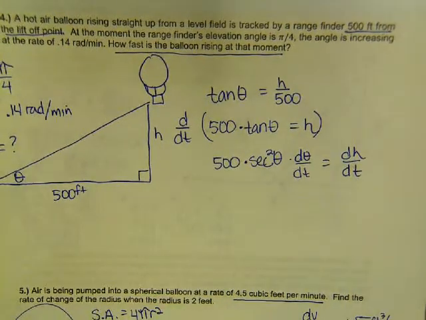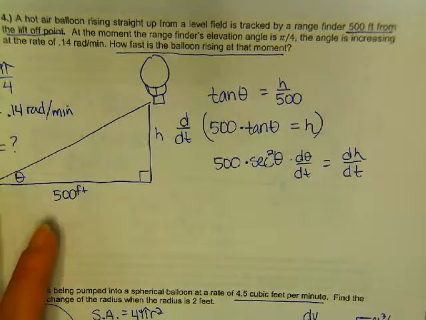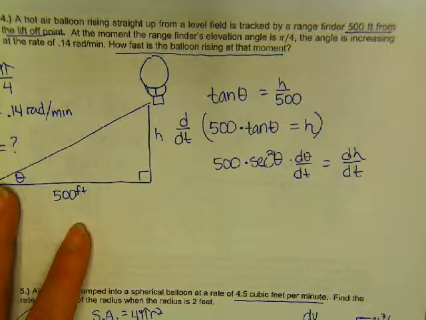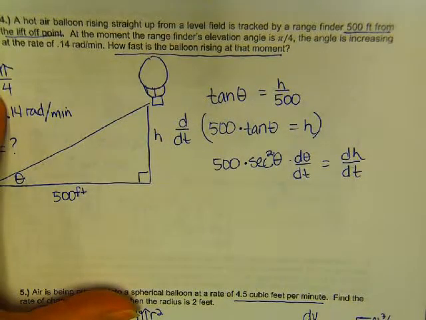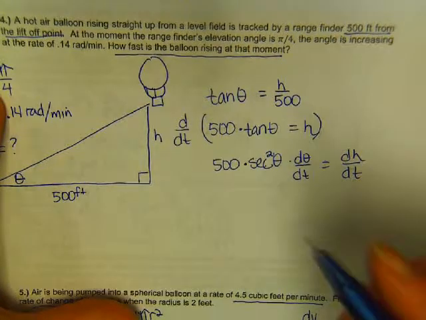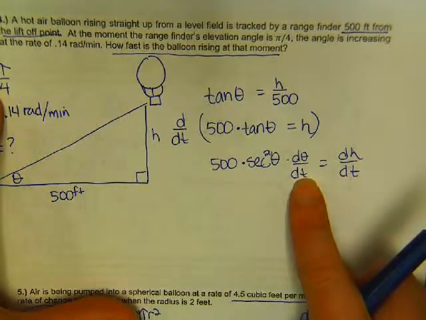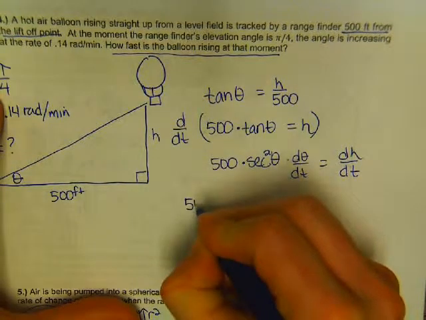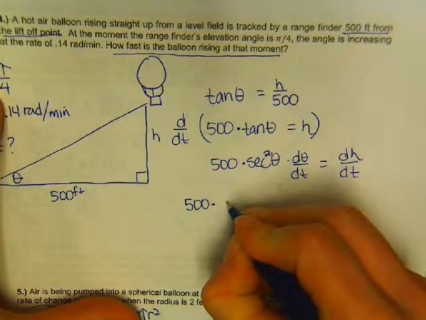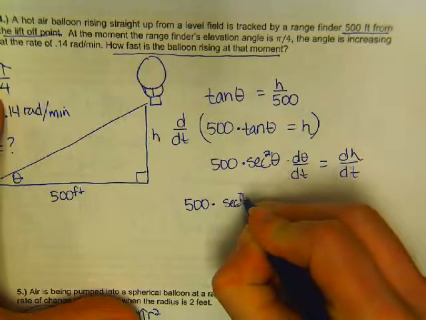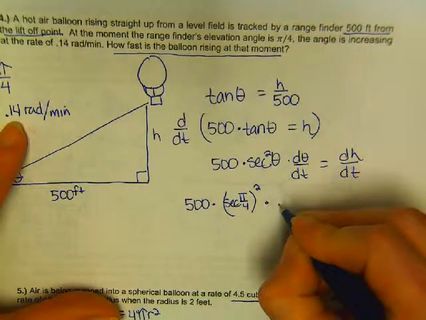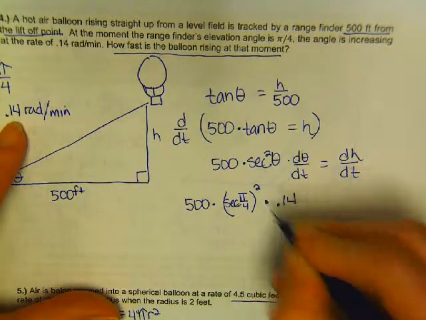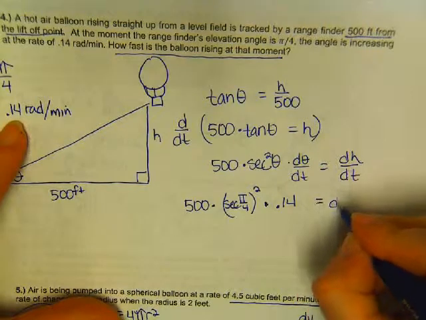All right. So, let's see what we know. I know theta. Theta is what? And my goodness, it's an exact measure. How cool is that? All right. And we know d theta/dt, right? All right, let's plug it in. 500. The secant, we're going to take the secant of pi fourths, and then we're going to square it. And then we know d theta/dt is 0.14, so times 0.14. And that's going to give us dh/dt.